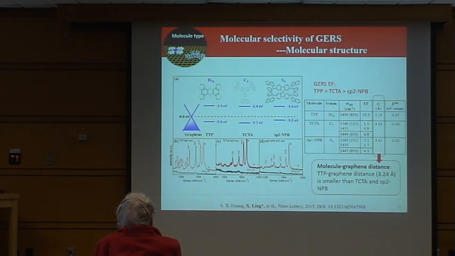And for the second group, the energy levels are very similar, but the molecules have very different symmetry or molecular structures. So we also did the calculation. We found for those molecules, the distance between the molecule and graphene is very different. As we mentioned before, the chemical mechanism is strongly related to the distance. So that's why they have very different enhancements.